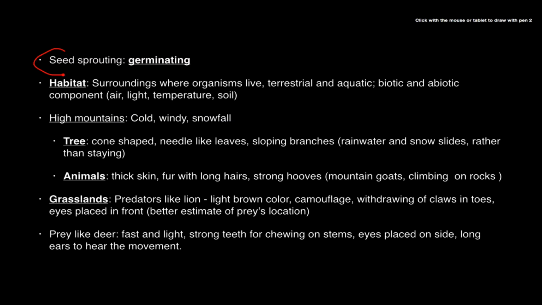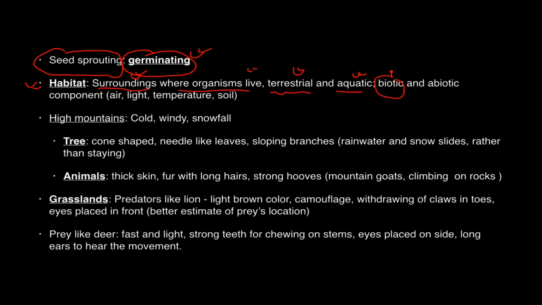Now seed sprouting, again a one-off term, it leads to germination, this was mentioned. And what is habitat? Habitat is the surroundings or the environment or the locality or the region or the niche in which an organism lives. It can be terrestrial meaning land, aquatic meaning water, it can be biotic, it has two factors, biotic meaning living. What is living? Plants, animals, fungi, these are the living components. And abiotic components include air, light, temperature, soil.